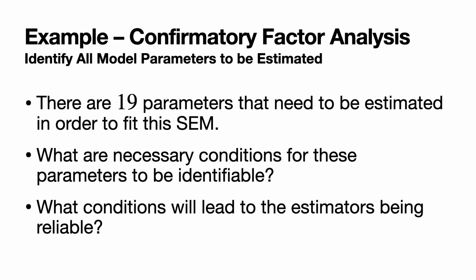Now, a couple of questions I want to pose and have you think about. What are necessary conditions for these parameters to be identified? In addition, what conditions will lead to the estimators being reliable? These are important questions because, number one, we want to be able to estimate the parameters in the model. We want to be able to fit the model. And on top of that, we want the parameter estimators to be reliable. We want them to have as small a variance as possible. So be thinking about this: what are necessary conditions for these parameters to be identifiable, and what conditions will lead to estimators that we can be confident in?